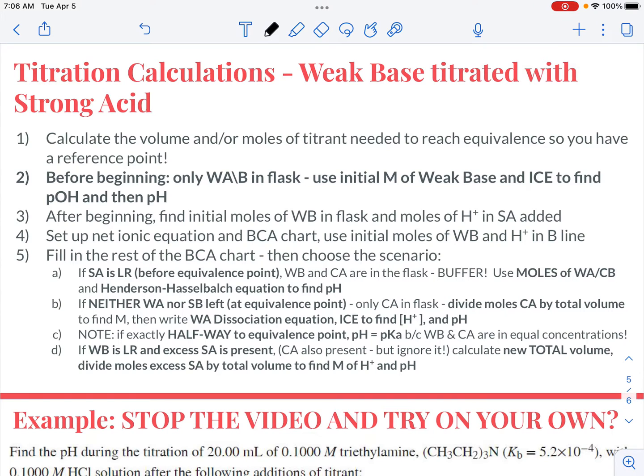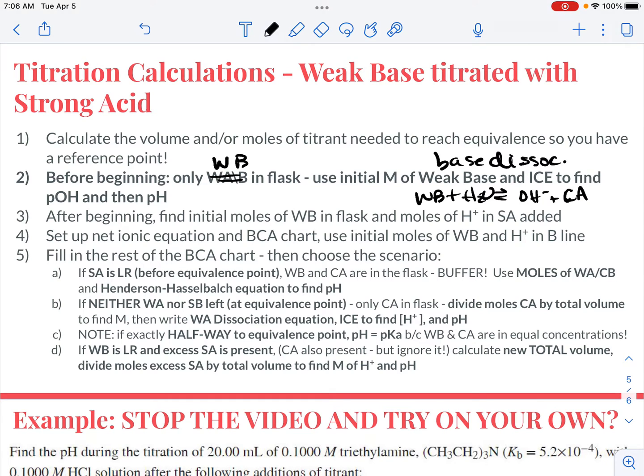I'm not going to talk through these much because it's very similar to what you saw when you were titrating a weak acid with a strong base. The difference is that now, sorry, this is a typo in here that I just noticed. Before beginning, you have only the weak base in the flask, and you're using the initial molarity of the weak base and your ice chart, and this would have to be a base dissociation equation. So you'd have to do your weak base plus water at equilibrium with the OH minus ion and the conjugate acid, right? So this is kind of what you're looking at.